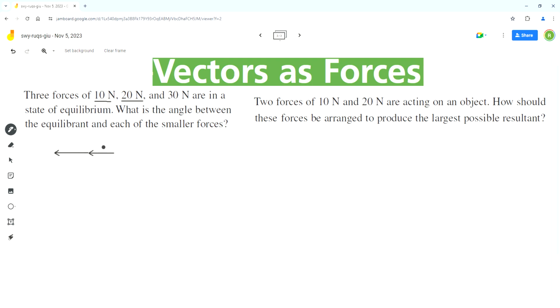So the smaller force is the 10 Newton force. The other force is the 20 Newton force. So the third force, the 30 Newton force, can be shown in the opposite direction to these two forces.